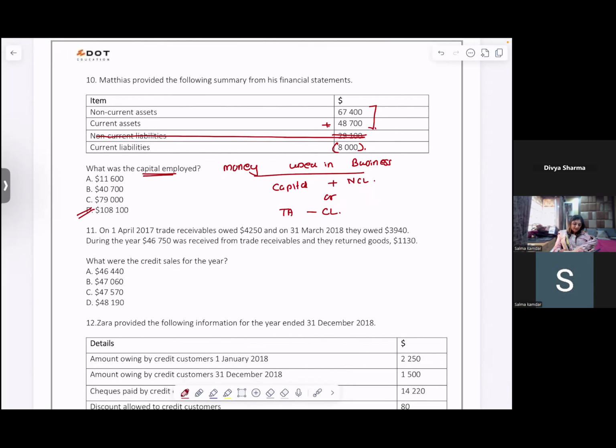67,400 plus 48,700 minus 8,000. It is coming to 108,100. You'll add your current assets 48,700, and then you'll minus 8,000. Okay, yeah, 108,100. Fine. You did the 11th one.